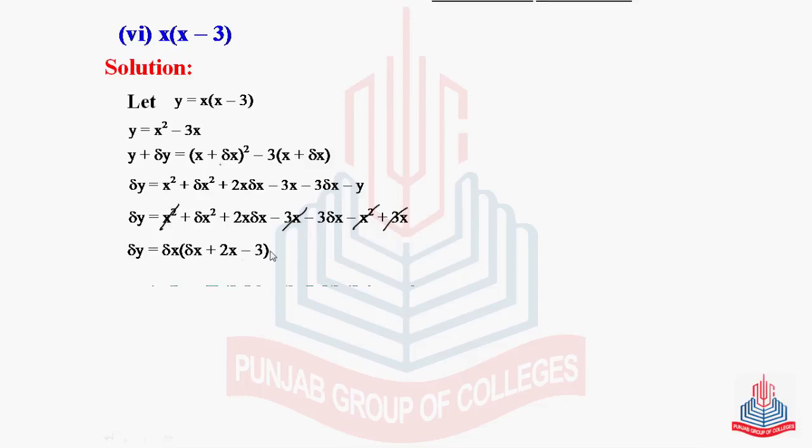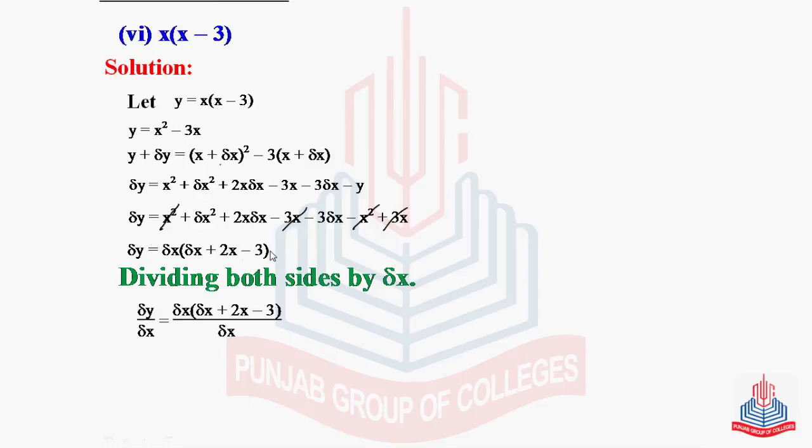Now dividing both sides by delta x, delta y divided by delta x is equal to delta x into (delta x plus 2x minus 3) divided by delta x. This delta x will be cancelled out, so delta y by delta x will become delta x plus 2x minus 3. This completes the third step.